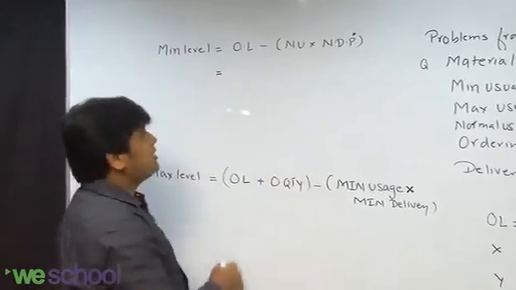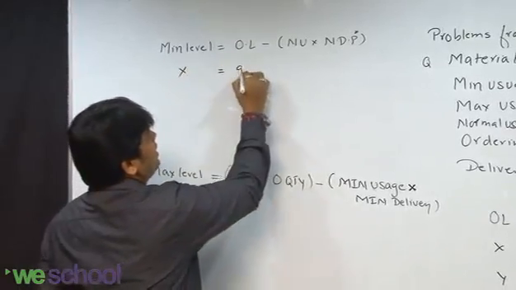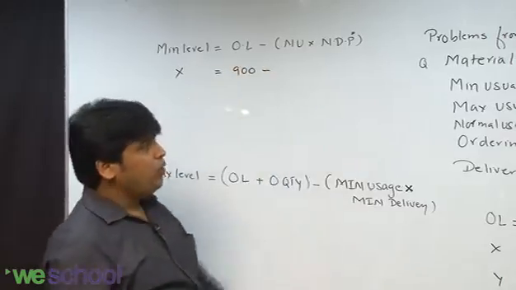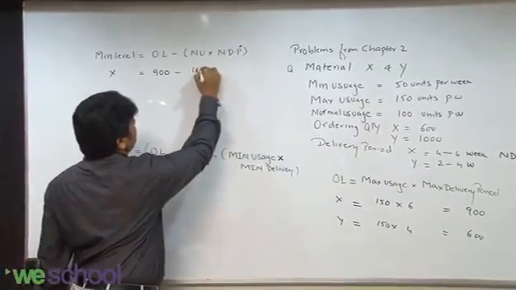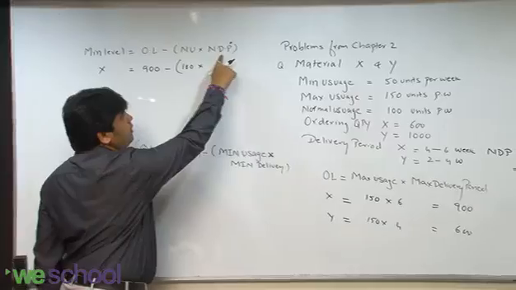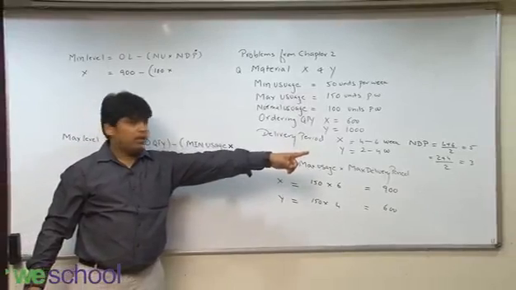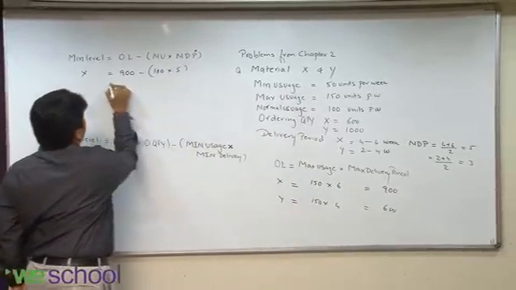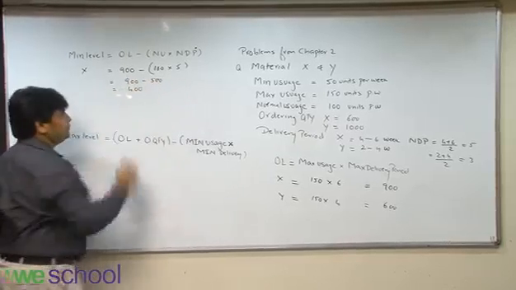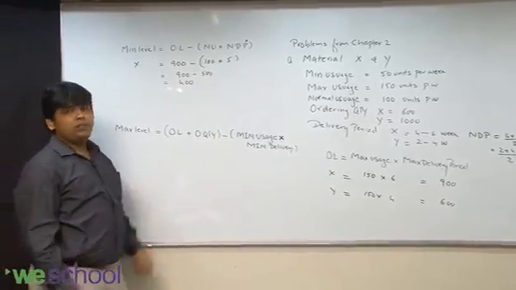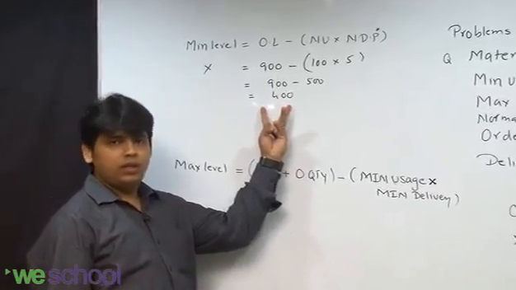Okay, so now let us start with the minimum level of X. The minimum level formula is ordering level, that is 900, minus normal usage. Normal usage is 100 units into normal delivery period, which I calculated in the corner of my left hand side. That is 5. So 900 minus 500 gives me 400 units. You got the answer?